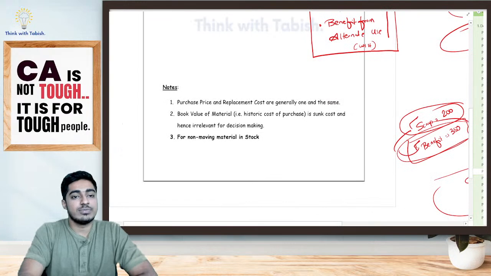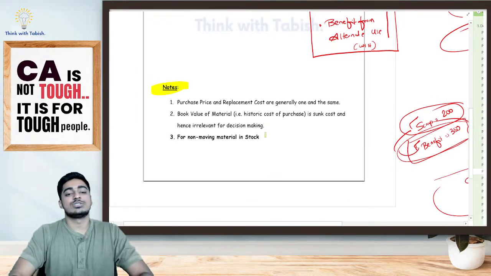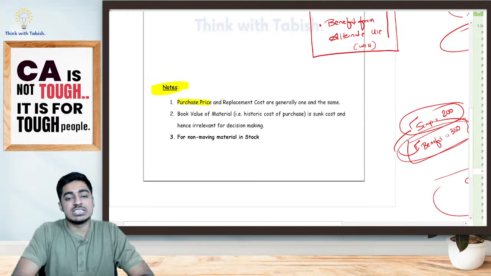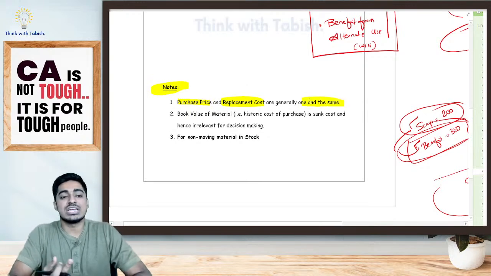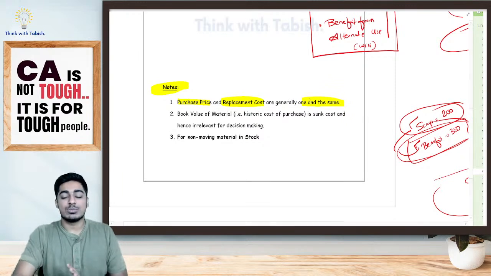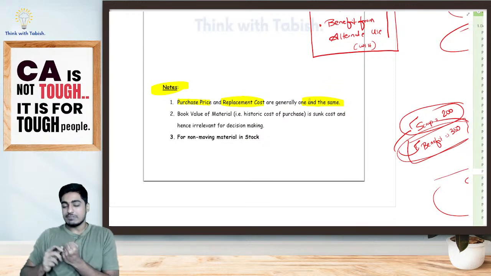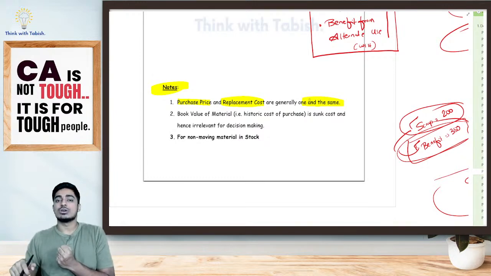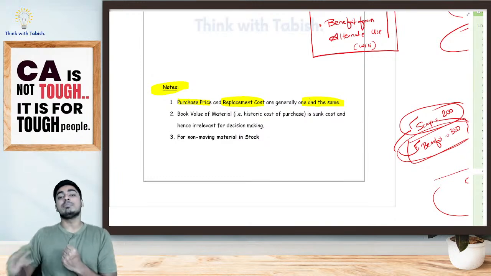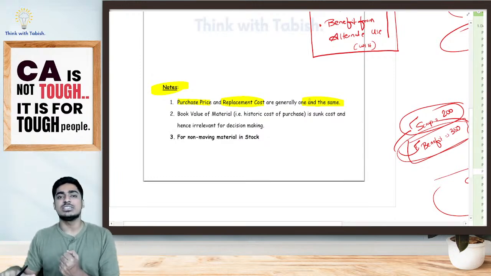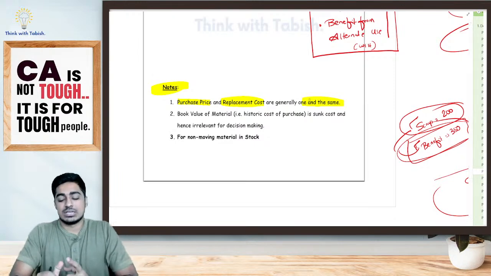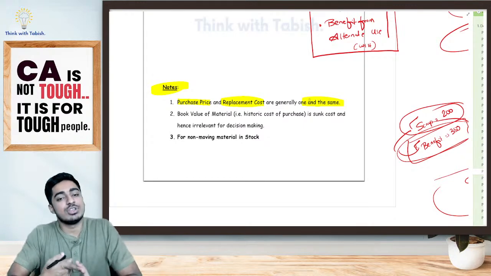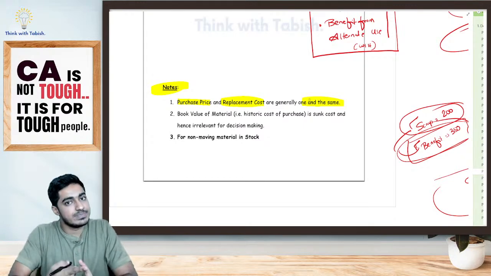A few additional points have been written. First one: purchase price and replacement cost are generally one and the same. Yes or no? Raw material is not in stock: what will I do? I will purchase it today, so the purchase cost. Raw material is in stock and regularly used: what do I need to do? I need to replace it. What is the meaning of replace? I need to buy a fresh raw material today. Again the purchase cost itself. So whether the question gives you purchase price or replacement cost, both are one and the same. Is it clear?